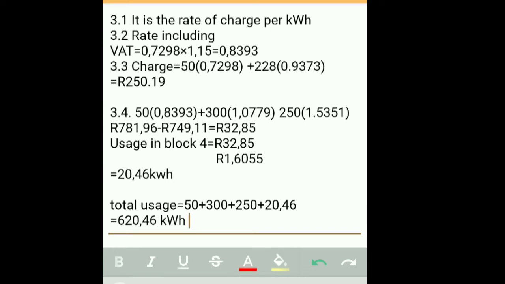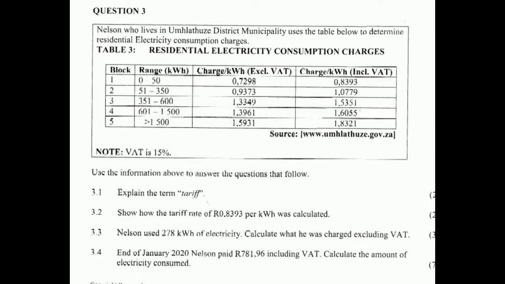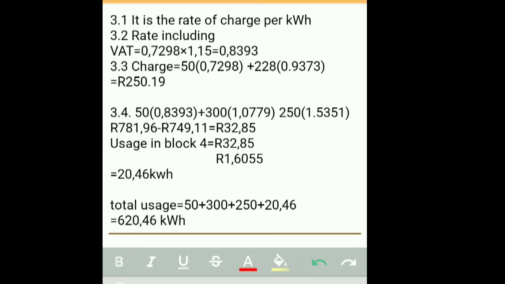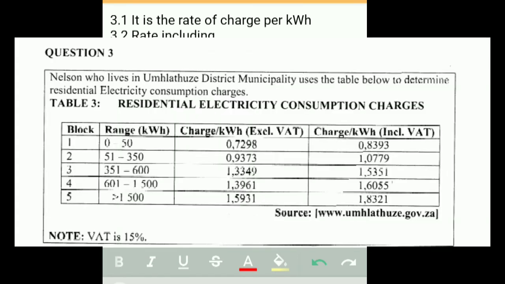Usage in block 4, 32,85. So this is usage in block 4. Because Nelson used more than 700, we are going to use also the usage in block 4. We're going to focus there, because in block 4 the range says 601 to 1500, so 700 is in the middle of there, or inside there. I can put it that way.